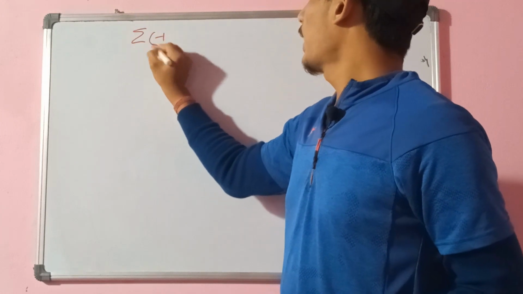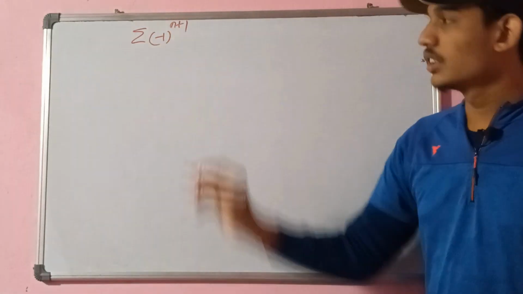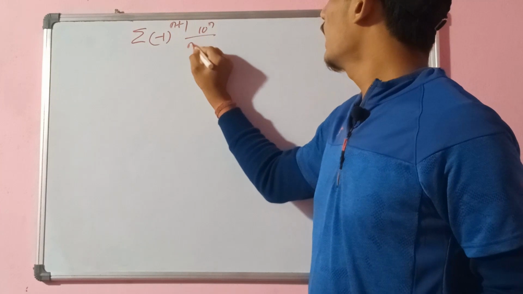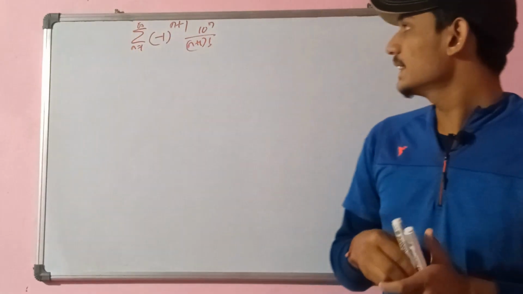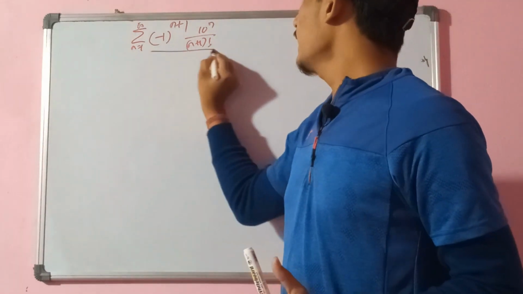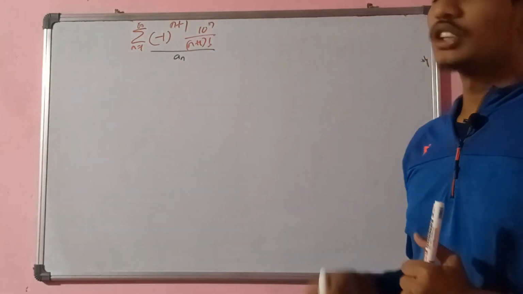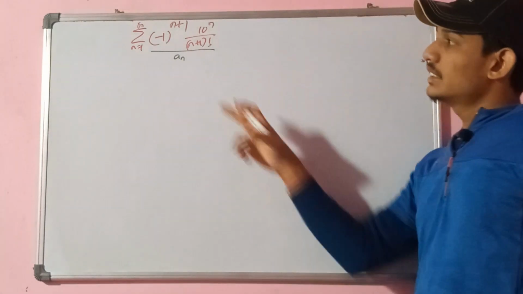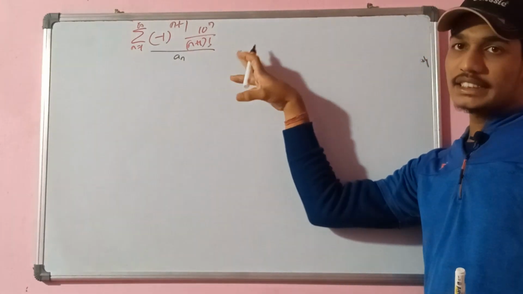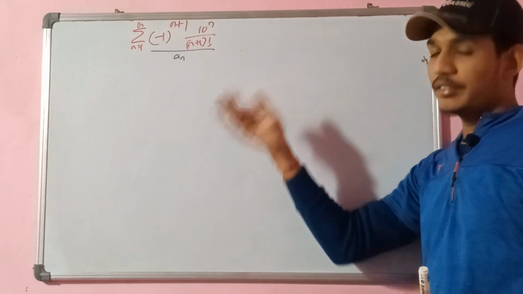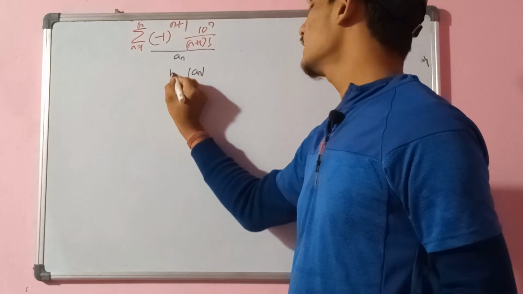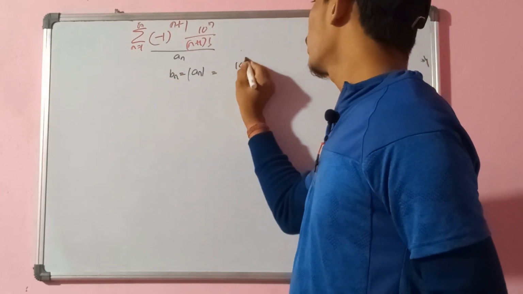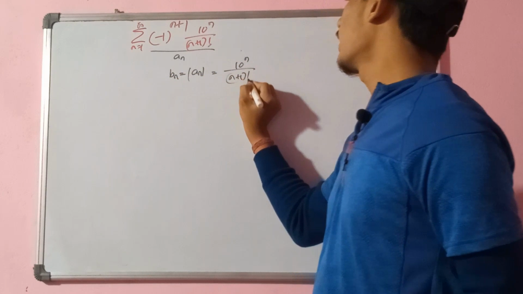Let my first example be summation of (-1)^(n+1) 10 to the power n by (n plus 1) factorial, here n from 1 to infinity. Let's say this complete expression is my an. I have to examine whether this series will be conditionally convergent or absolutely convergent or divergent. So just take the mod. What will be mod of an? I am taking it as another series, let's say bn, equal to 10 to the power n by (n plus 1) factorial.